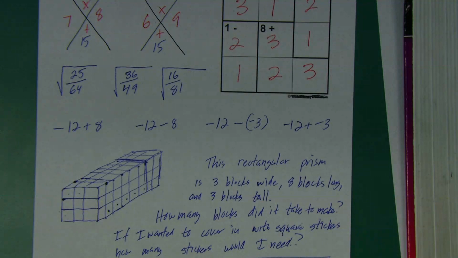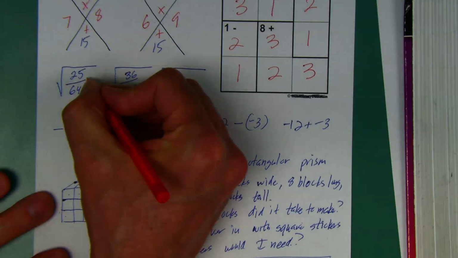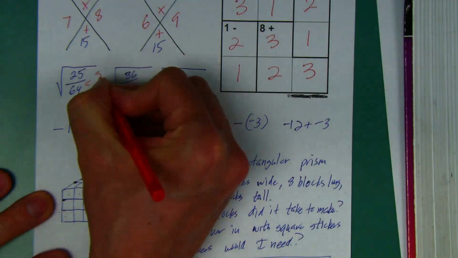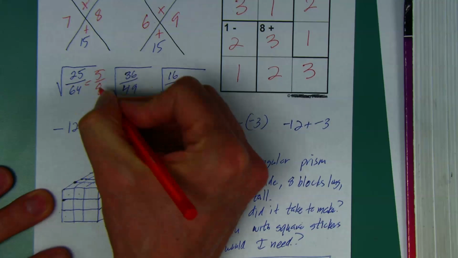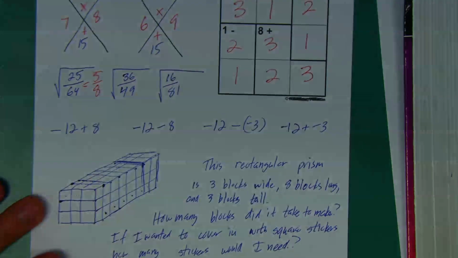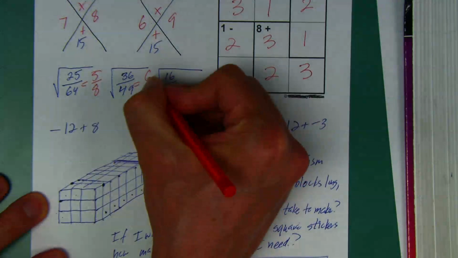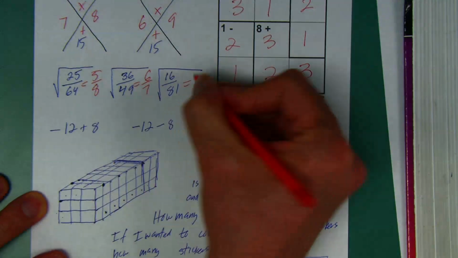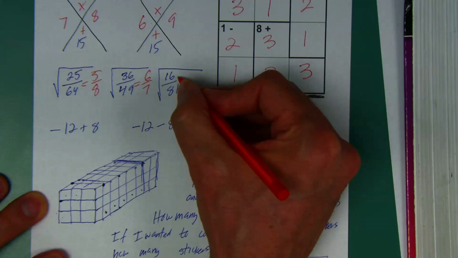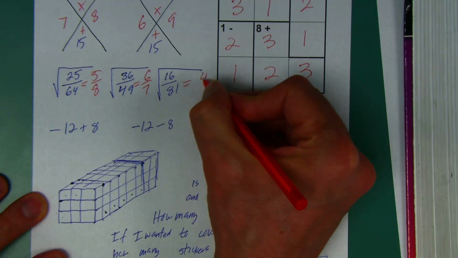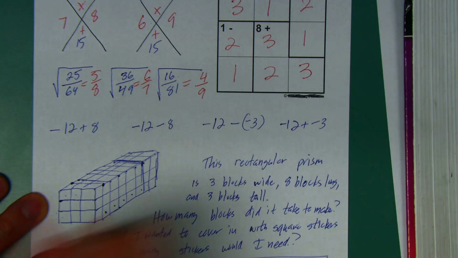What is the square root of 25 over 64? Well, the square root of 25 is 5. The square root of 64 is 8. So the square root of 25 over 64 is 5/8. How about 36 over 49? That's going to be 6/7. And 16 over 81. Don't put an 8 there. It's 4 on top over 9.